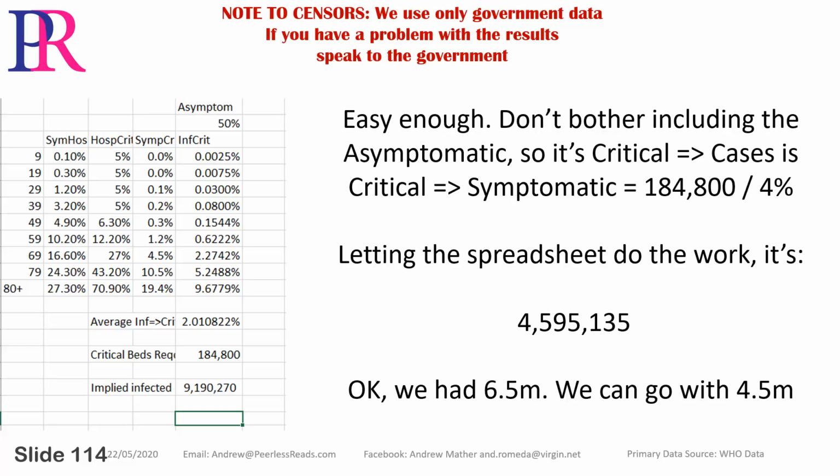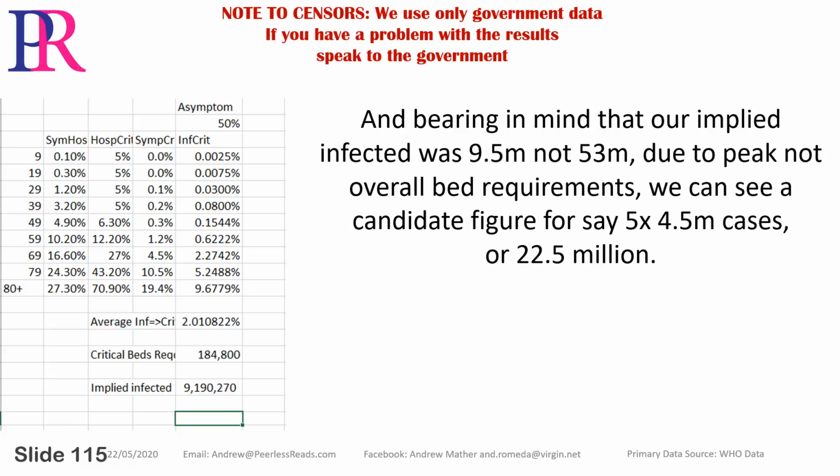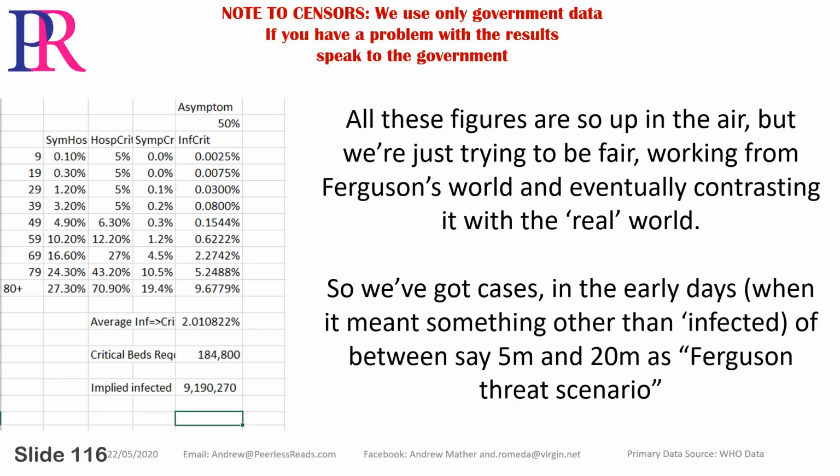Letting the spreadsheet do the work, it's 4,595,135. Okay, we had 6.5 million, we can go with 4.5 million. And bearing in mind that our implied infected was 9.5 million, not 53 million, due to peak, not overall bed requirements, we can see that a candidate figure for say 5 times 4.5 million cases is 22.5 million. All these figures are so up in the air, but we're just trying to be fair, working from Ferguson's model and eventually contrasting it with the real world.